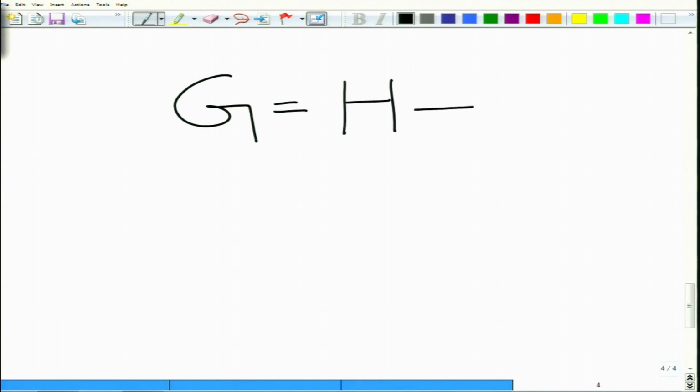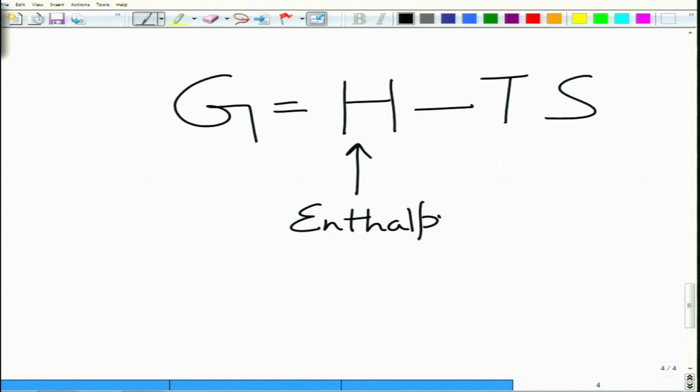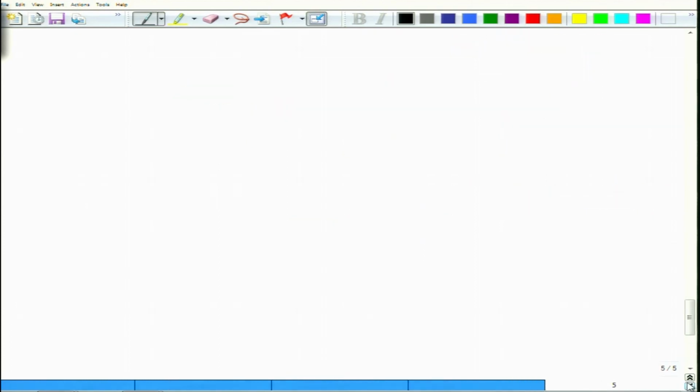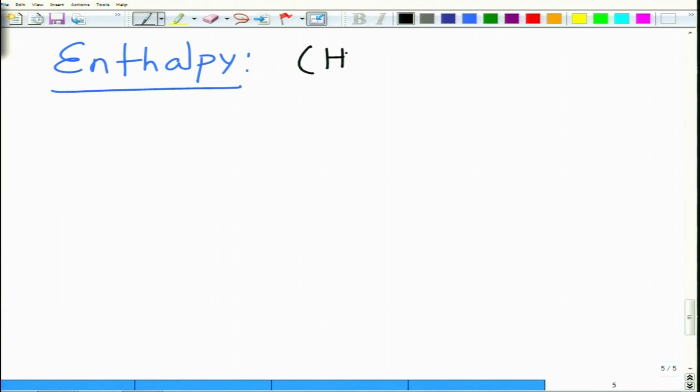This G is written as H minus TS. H is called enthalpy, T is the temperature, and S is called entropy. So let's look at the definitions of these components. Let's first look at what enthalpy is.